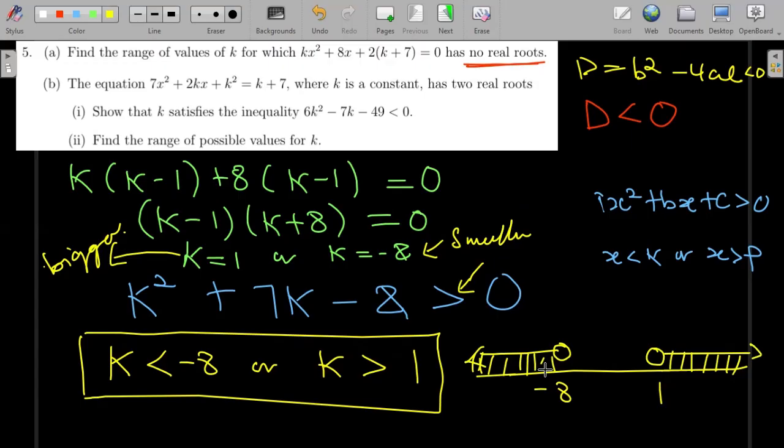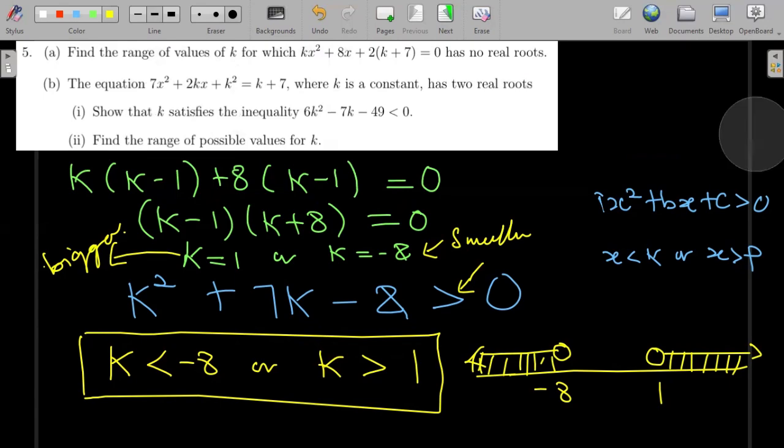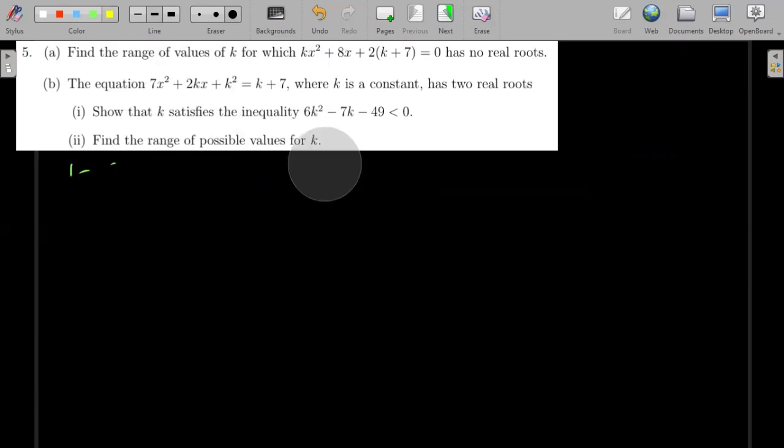Yes. Okay, so let's look at the other one. We are still applying the same concept. Nothing different, just the same concept.